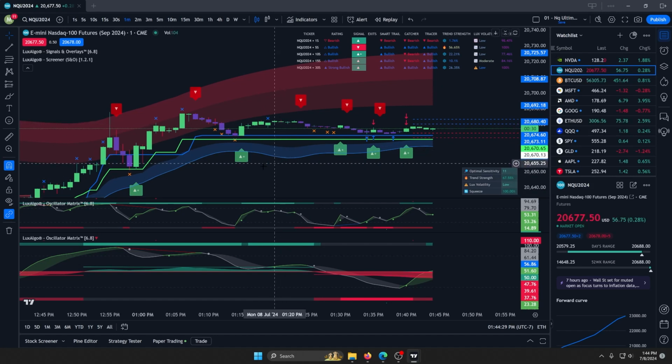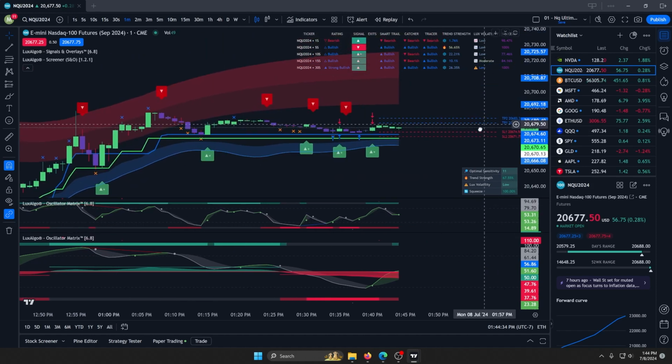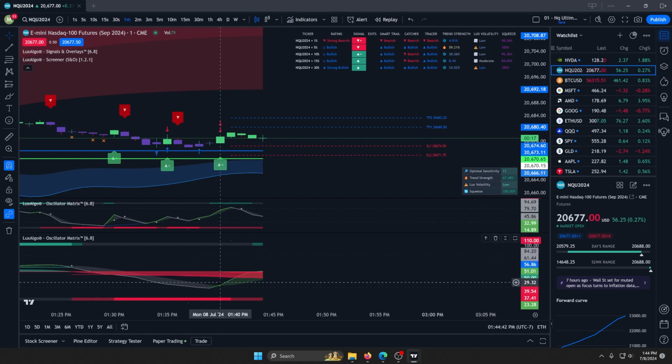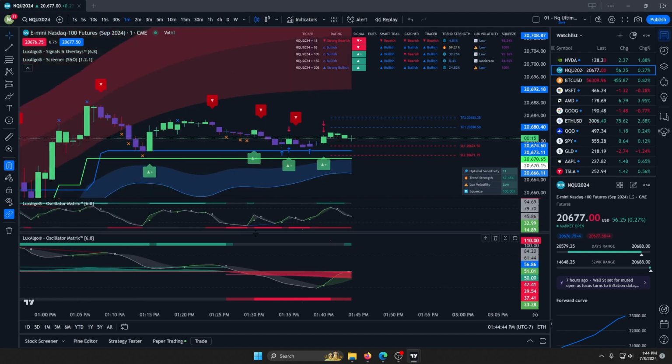Okay, the oscillator matrix. This smaller one up here, this is where you're going to take quick entries. You get a green dot printed, you take an entry. You can take an entry with that. Also, this is a slower one.